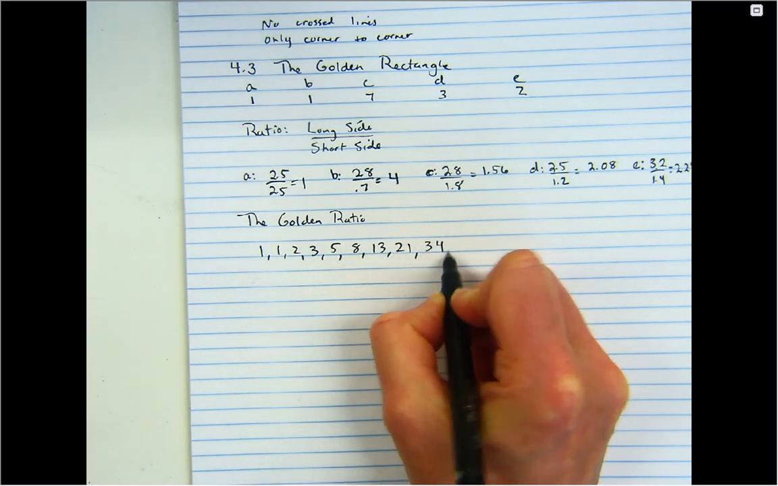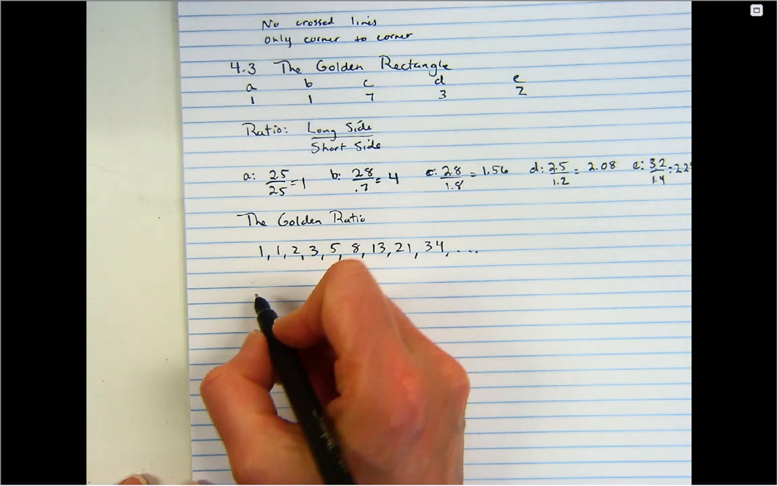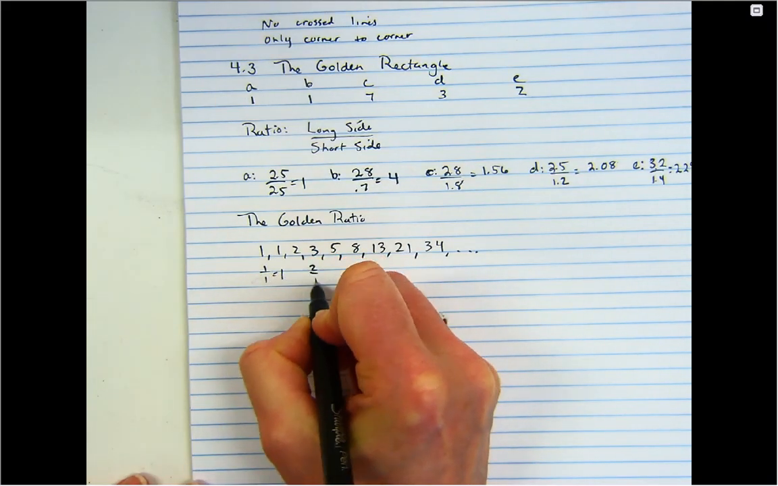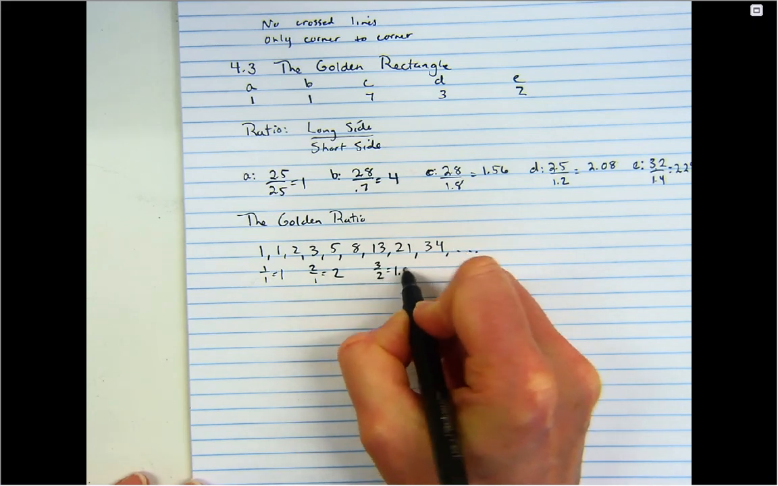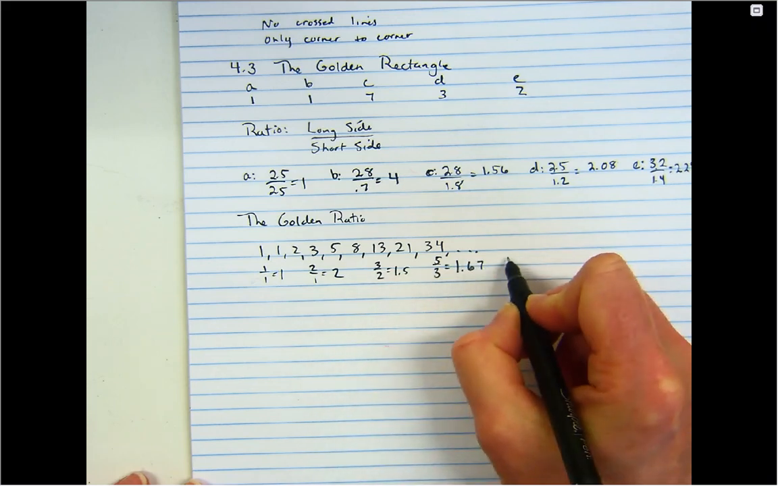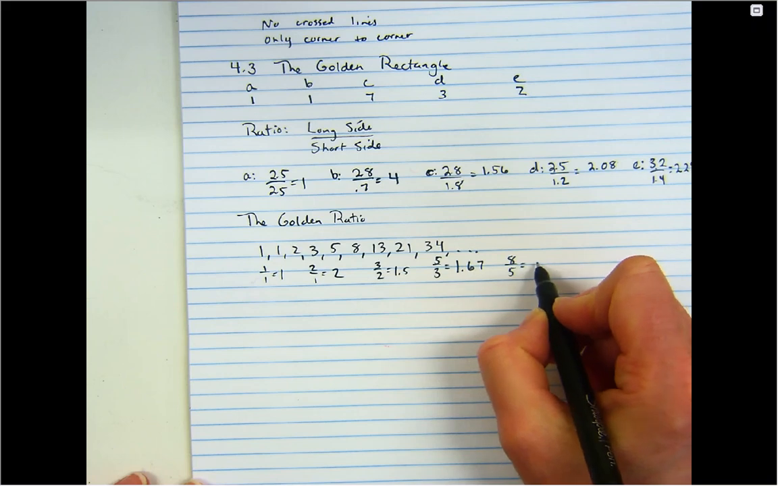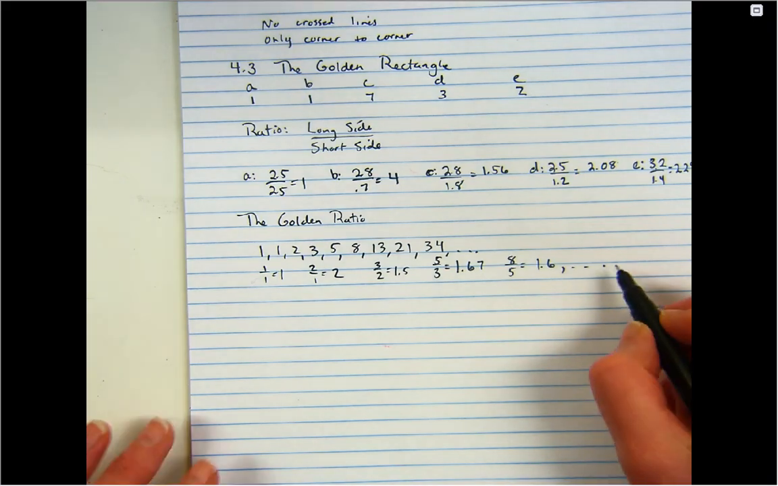Yay, that's good. The Fibonacci sequence, 1, 1, 2, 3, 5, 8, 13, 21, 34. And we made a ratio of the numbers in the Fibonacci sequence. We took the second number, divided by the first number. So 1 over 1 is 1, 2 over 1 is 2, 3 over 2 is 1.5, 5 over 3 is 1 and 2 thirds, so 1.67, 8 over 5, 1.6, and so on. And as we kept going, taking each successive number and dividing it by the number before, we were approaching a value called phi.